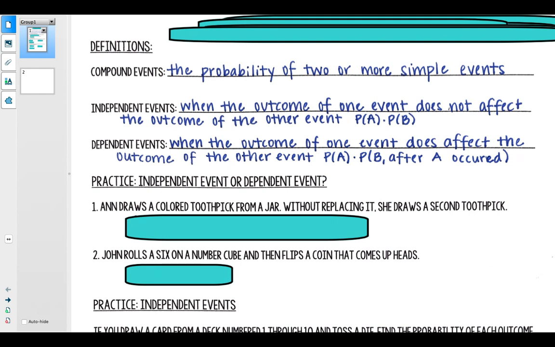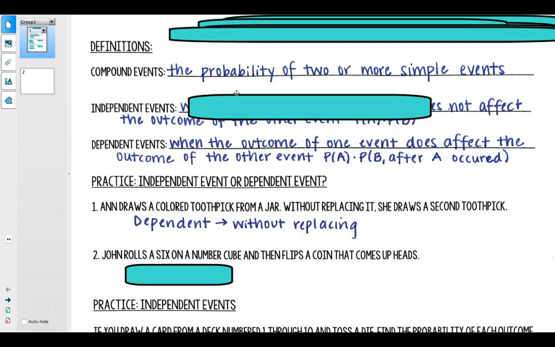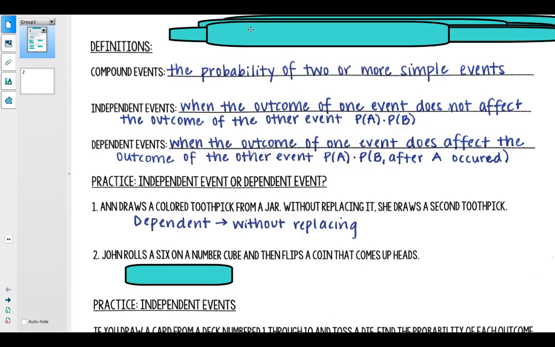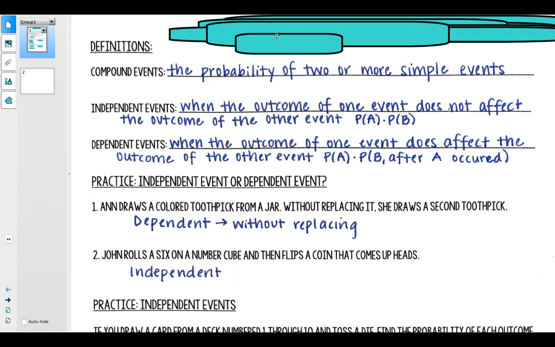So scenario 1, Anne draws a colored toothpick from a jar. Without replacing it, she draws a second toothpick. This is an example of a dependent event because it's without replacing. Whereas in scenario 2, John rolls a 6 on a number cube and then flips a coin that comes up heads. This is an example of an independent event. So once again, we would take the probability of the first event and times it by the probability of the second event. So let's try some practice with some independent events.